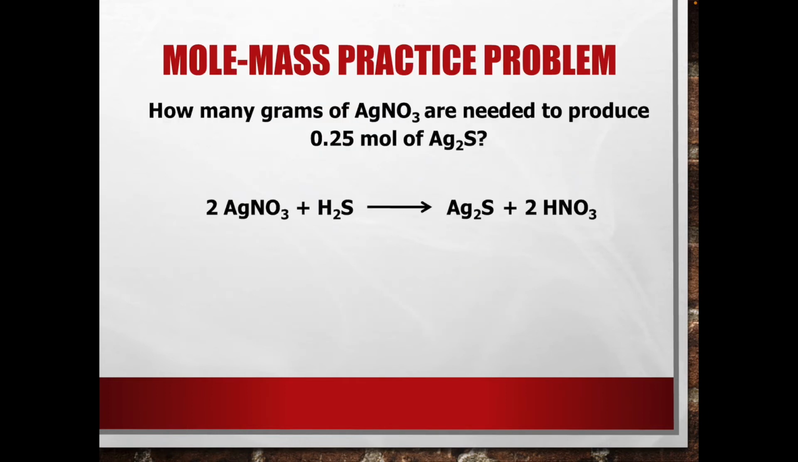All right, let's try this one. This says how many grams of silver nitrate are needed to produce 0.25 moles of silver sulfide. I want you to give this one a go. Go ahead and pause here and see how far you can get. Once you're done, come back and I'll show you the answer.